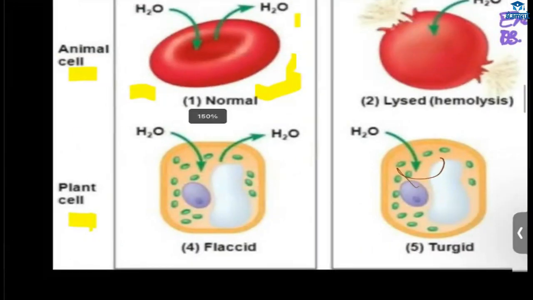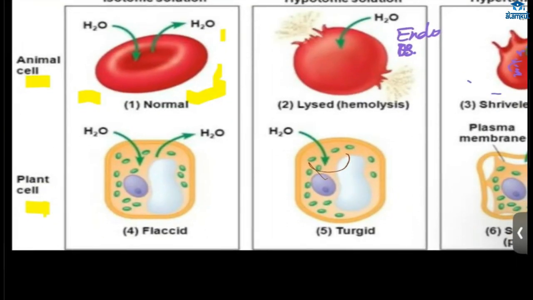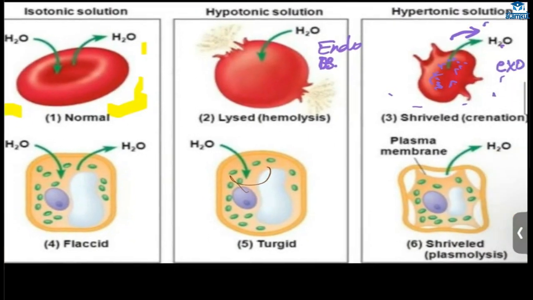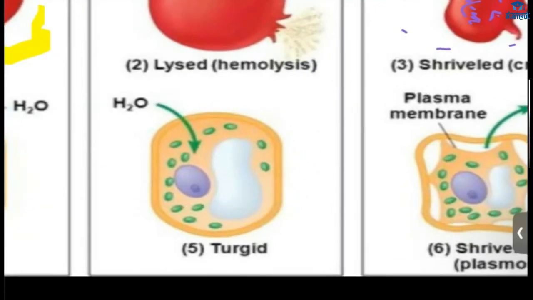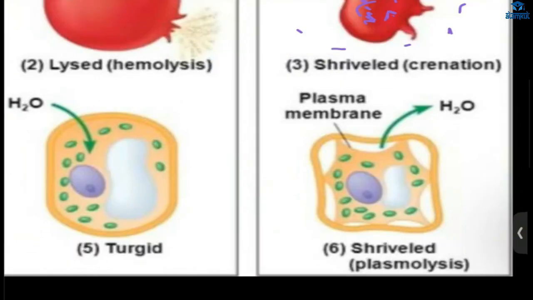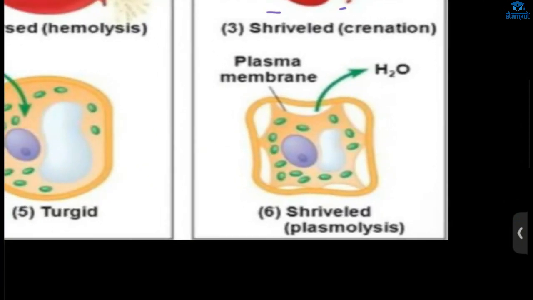Now, let's talk about the plant cell. In the plant cell, in isotonic solution, the cell will be normal. In hypotonic solution, the cell will swell up but won't burst, because the cell wall exerts the same amount of pressure on it and maintains it. That's why the cell will be turgid. In hypertonic solution, water will move out, so the protoplasm, the living part of the cell, will move away from the cell wall. That is called plasmolysis.